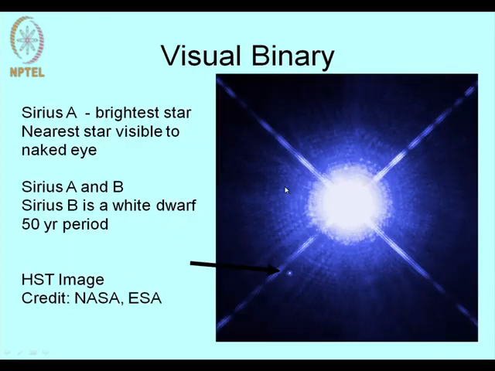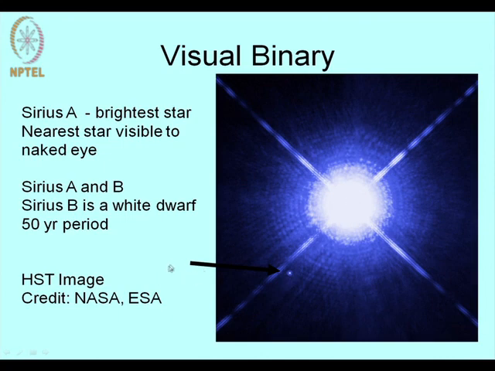So, the first type is the visual binary, and this picture shows you a particular case of a visual binary. So, this picture shows you the star Sirius A, and this star is the brightest star in the sky, and it is also the nearest star that is visible to the naked eye. So, this is Sirius A, the brightest star in the sky.